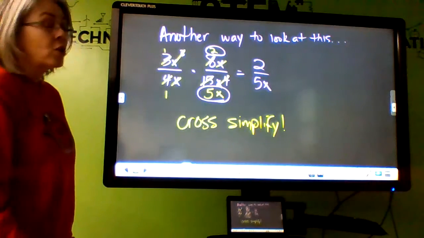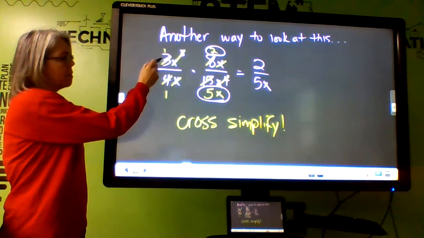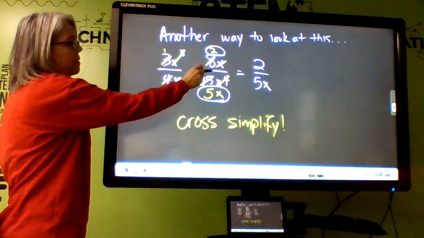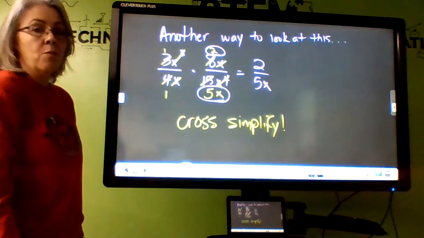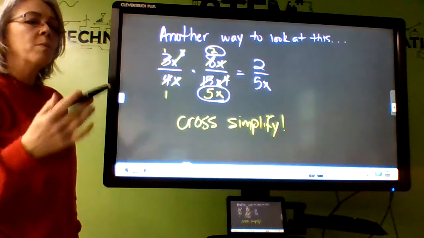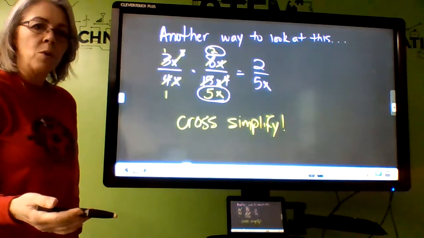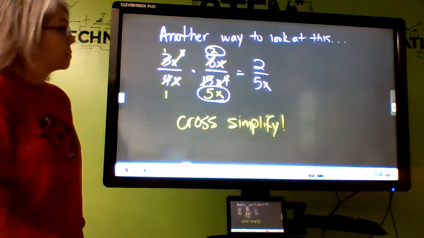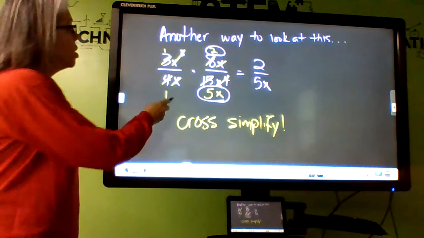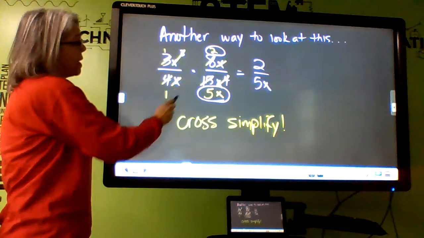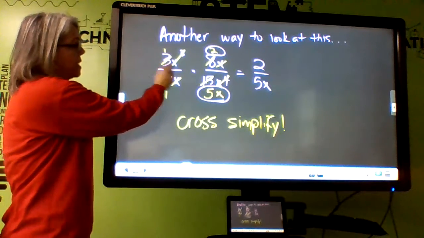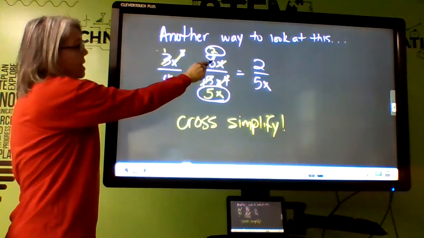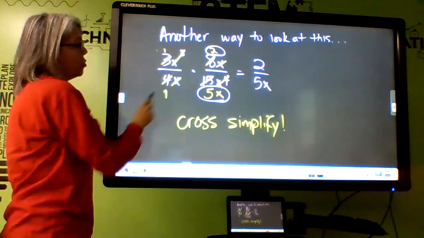Now, another way to look at this is the same problem. 3x cubed divided by 4x times 8x divided by 15x to the fourth. That's the same problem. Well, remember when we had rational numbers that we would multiply, we could cross simplify. You can do the same thing here. So the 3 and the 15 can cross simplify to being 1 and 5. The 4 and the 8 can cross simplify to being 2 and 1.